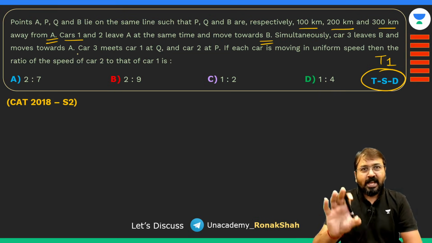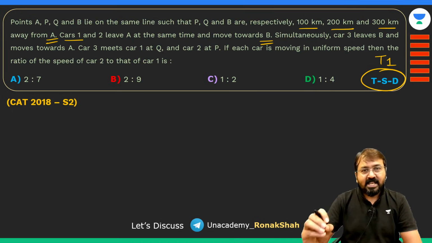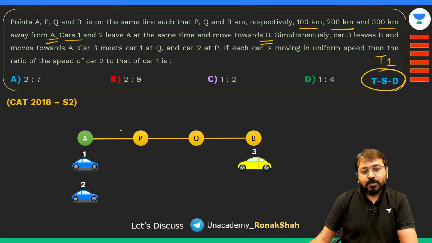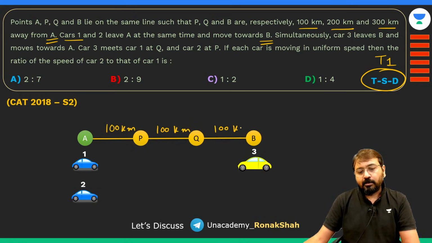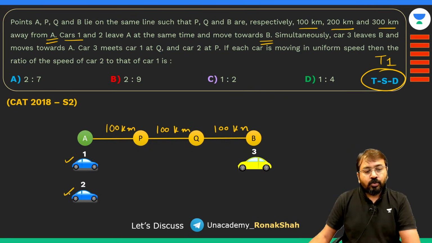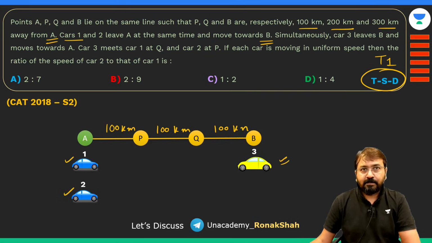Just to help you understand the scenario, I have created some nice graphics for all of you. I'm sure you can visualize this. This is point A and the distance between them is also given. This distance is 100 kilometers. This is also 100 kilometers. And this is also 100 kilometers. So we can say B is 300 kilometers away from A. Car 1 and 2 leave A and at the same time car 3 leaves point B.